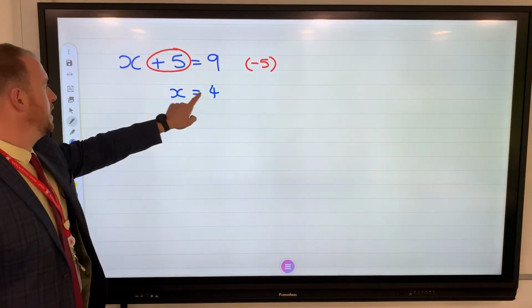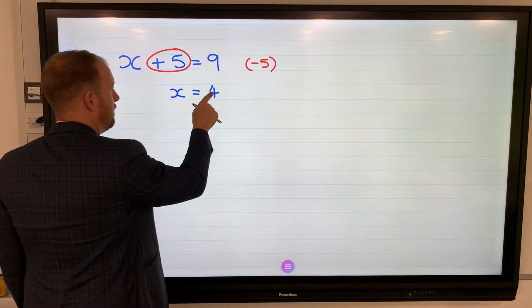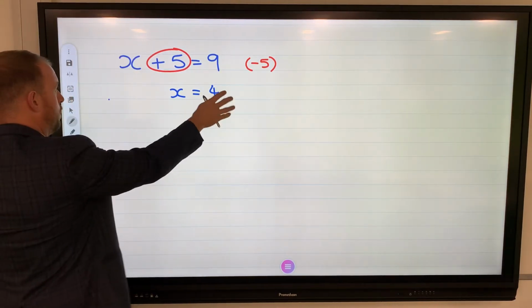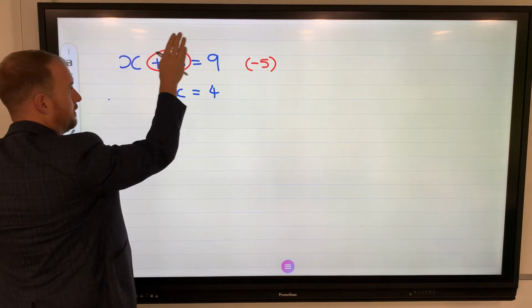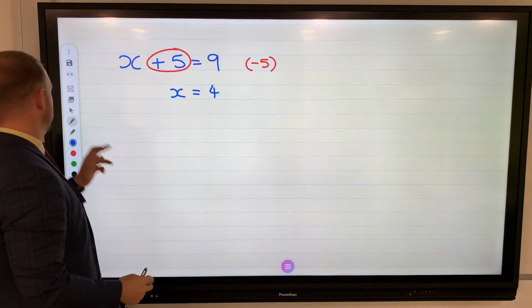Let's check it. Use a bit of substitution. Another posh word for you. If X is 4, let's substitute the X for the 4. 4 plus 5 equals 9. Does it equal 9? Yes, we know X must be 4.